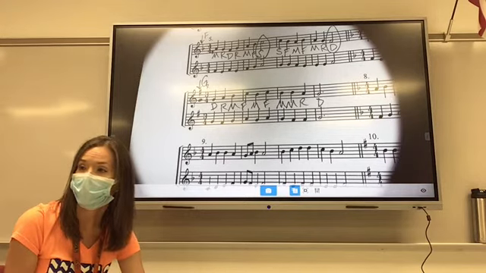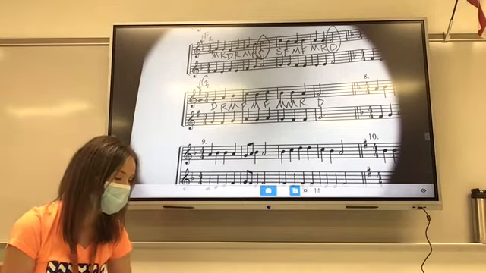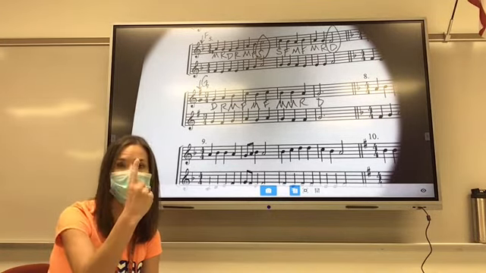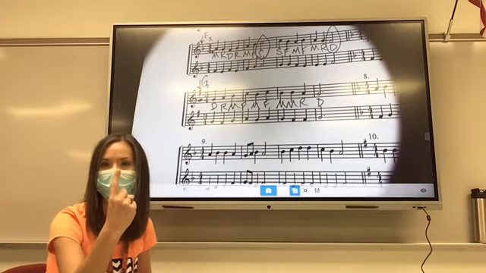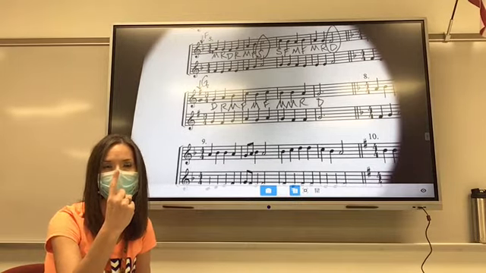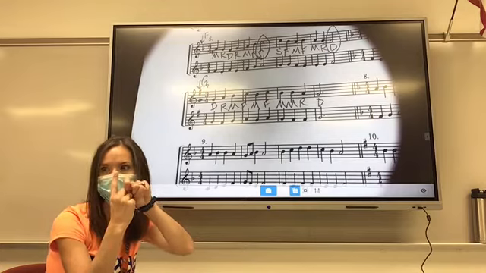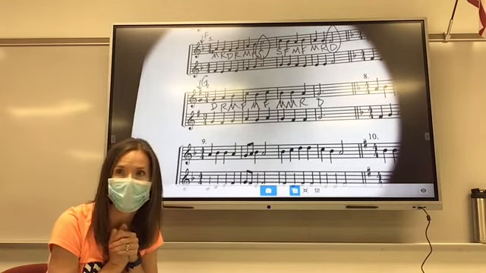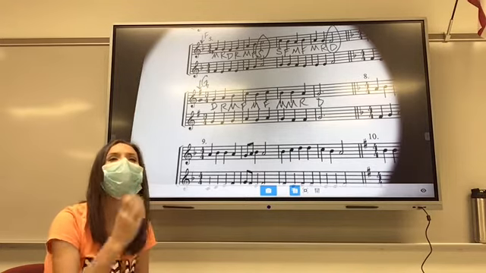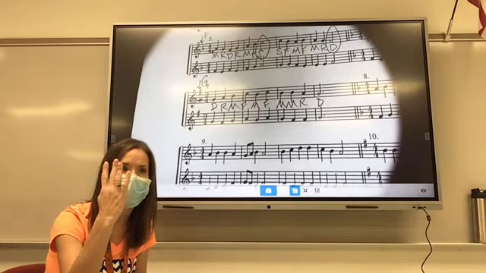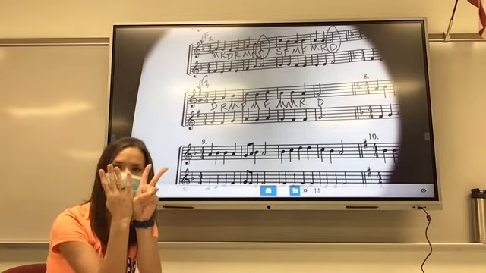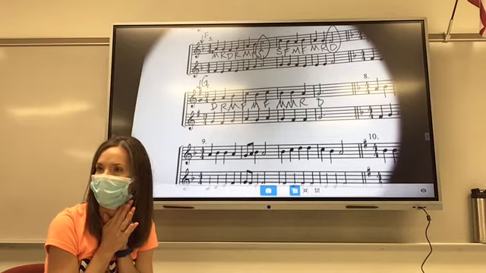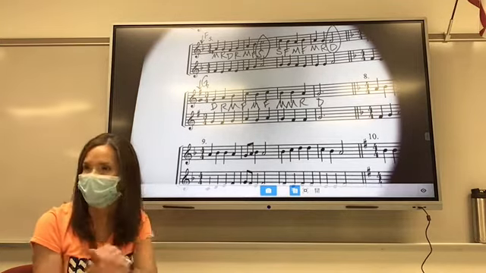With a dotted quarter note like you were talking about, how much is a quarter note worth? 1. What's half of 1? A half. So a dotted quarter note is 1 1/2. If I had a dotted whole note, how many beats is a whole note worth? 4. What's half of 4? 2. So what's a dotted whole note worth? 6. That's how the dot works. That's half the value of the note added to the note.